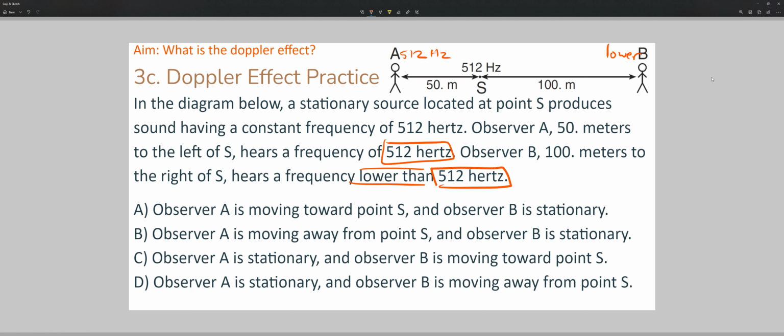So if A is hearing the same frequency as at point S, well, A is not moving. It's hearing the same exact frequency. A is not moving, so A is stationary. So you're left with C and D. And if B is hearing a lower frequency, well, that must mean that observer B is moving away from point S. So you have to be moving away to have a lower frequency.